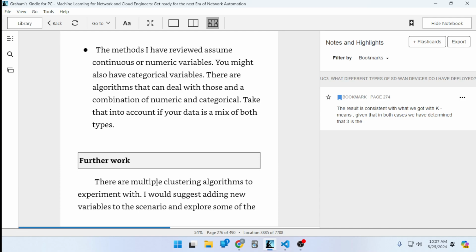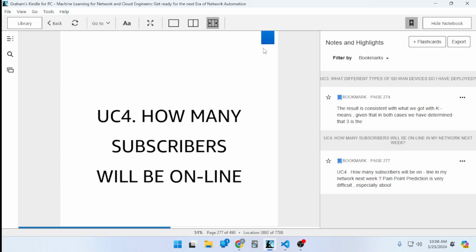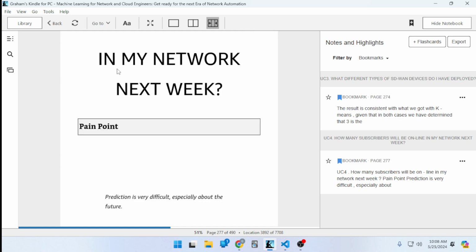Further work. There are multiple clustering algorithms to experiment with. I would suggest adding new variables to the scenario and exploring some of the other algorithms. Part of that process could be to add categorical variables to learn how clustering may work with a combination of numerical and categorical variables. All right, so on to use case 4, which is how many subscribers will be online in my network next week.